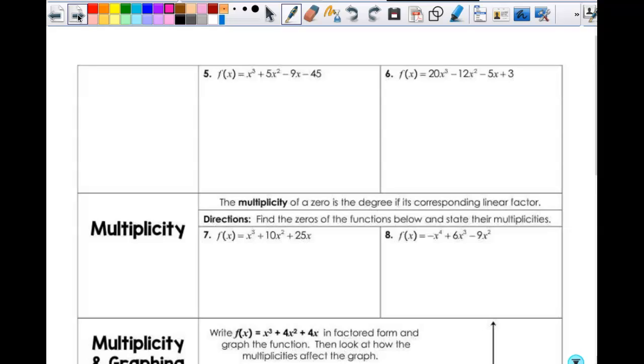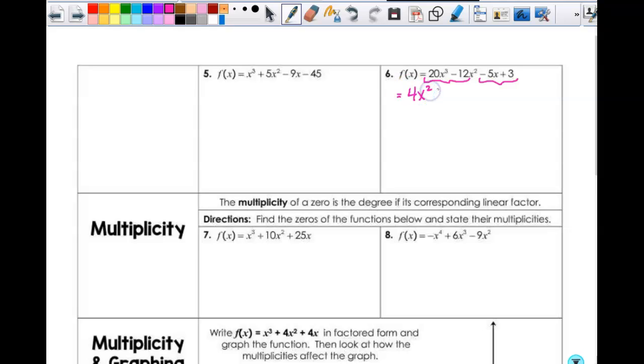Yes, I have to factor. But I have 4 terms, so what can I use? Grouping, okay? I can use grouping. Just like we took the trinomial and split it into 4, so I can use grouping here. All right, so out of these first 2 terms, what can I factor out? 4x squared. Okay, good. 4x squared.